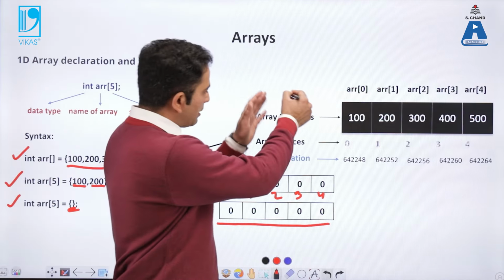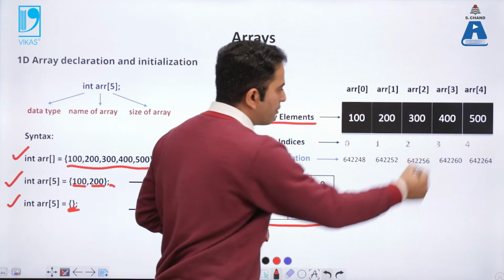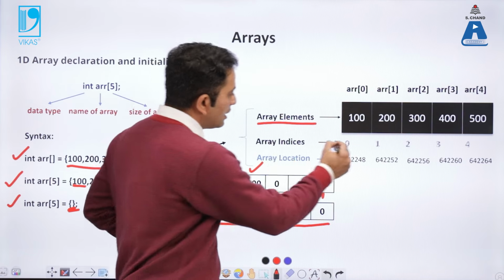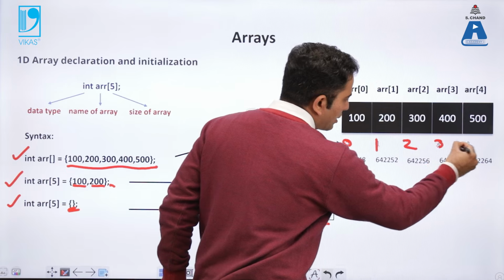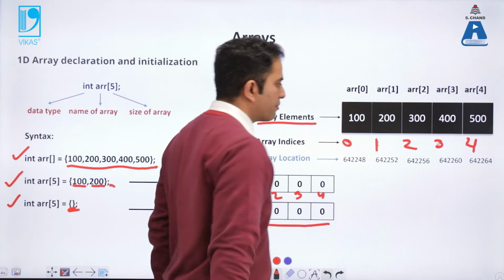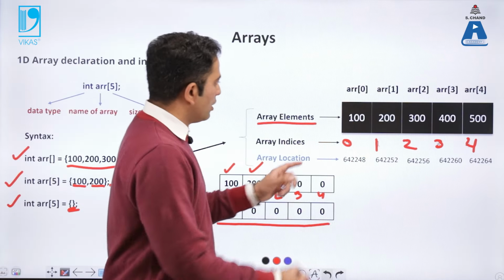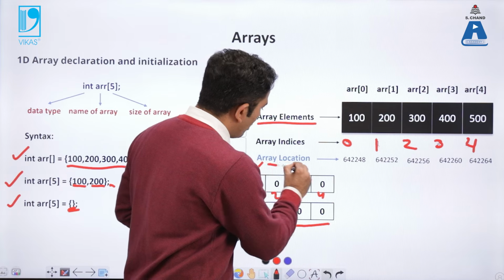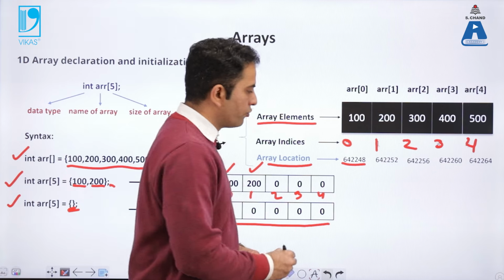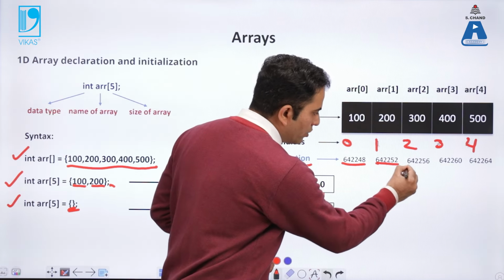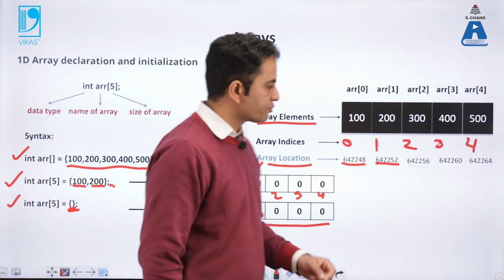Now understand this concept again here. We call 100, 200, 300, 400, 500 the array elements. These are the array indices, that means the order 0, 1, 2, 3, 4. And this is the array location. Now understand the concept of this array location: 642248, 642252, 642256, 642260 and 642264.